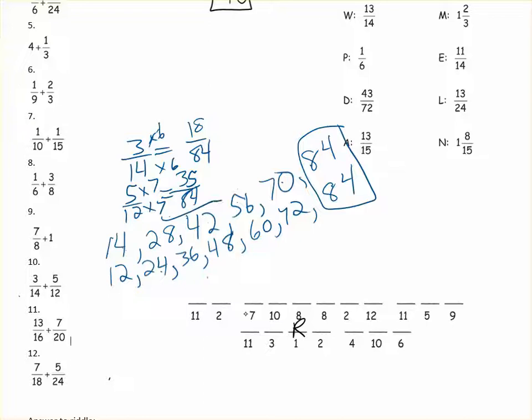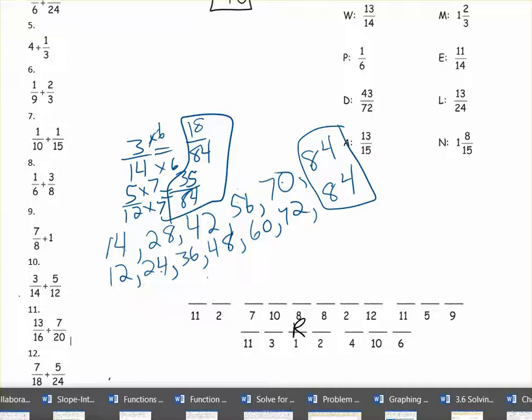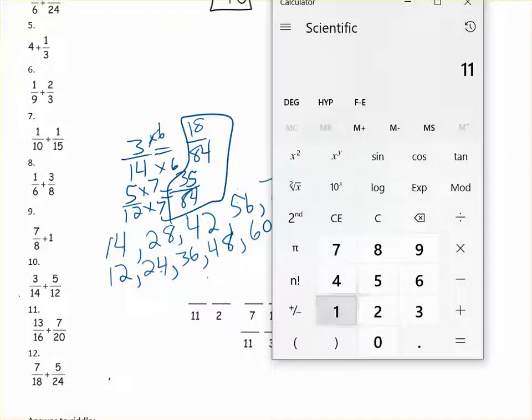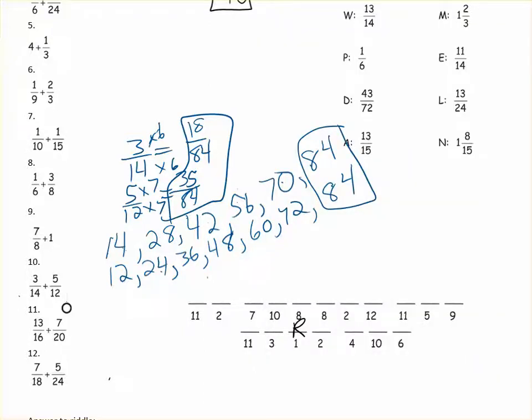So I have to add together these two new fractions, 18 over 84 plus 35 over 84. When you add, you only add the numerators together, 35 plus 18 is equal to 53. So I would get 53 over 84. So that was a lot of work.